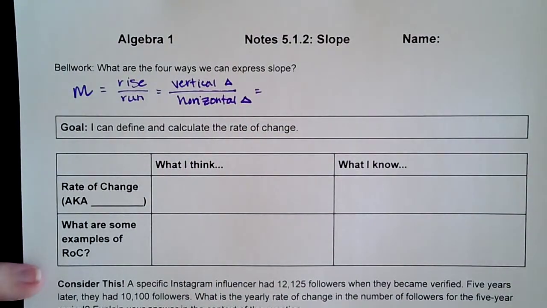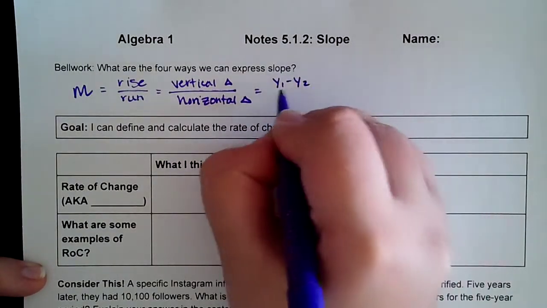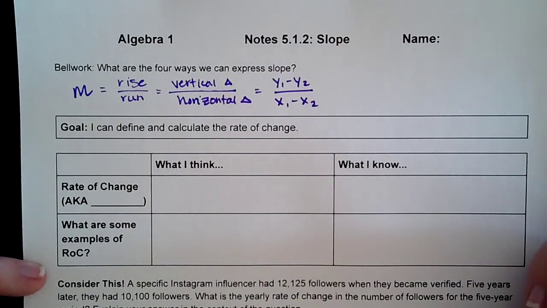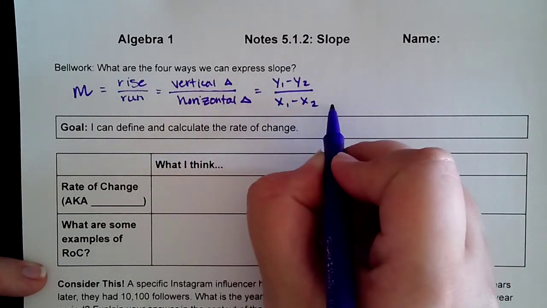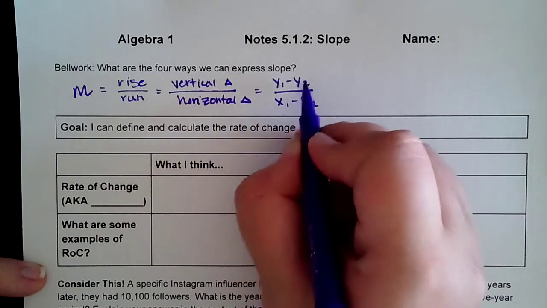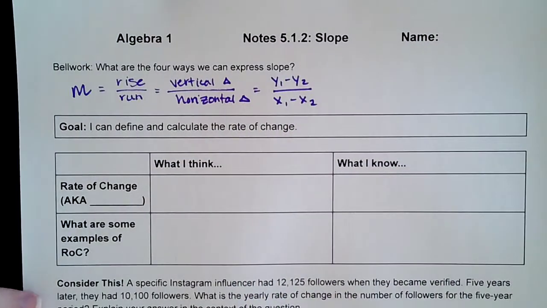And last, but very much not least, it is one of the most important formulas you will learn, especially in this specific chapter, is the formula y1 minus y2 divided by x1 minus x2. Remember what I said yesterday, the big important thing for remembering this specific formula is that your y's go on top, your x's go on bottom, and your numbers line up. There's none of this y1 with x2, y2 with x1. That doesn't work for us. They have to line up like this.